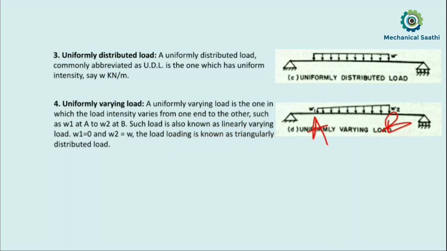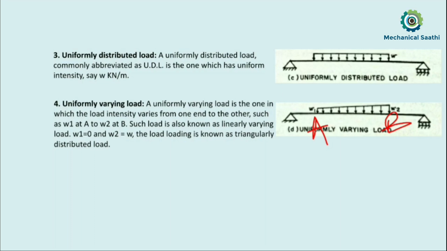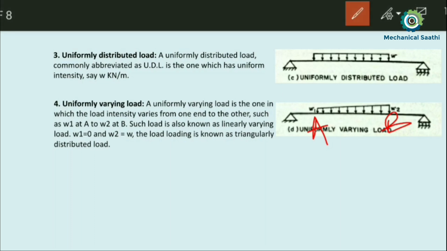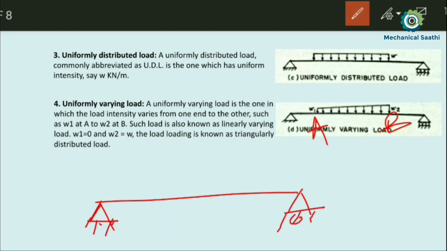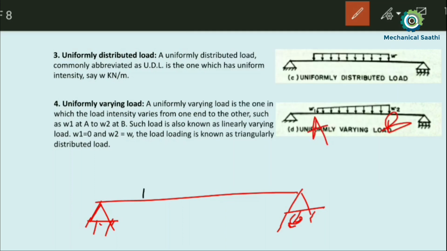In some cases, I can also represent W1 as 0, and W2 will have some magnitude. Let me show that with a diagram. So if I draw this as our structural member, there is a support. Which type of support, we don't know till now, we will discuss that later. Let me use another color to draw the load. At this point, suppose I call it W1, and let this be point A.